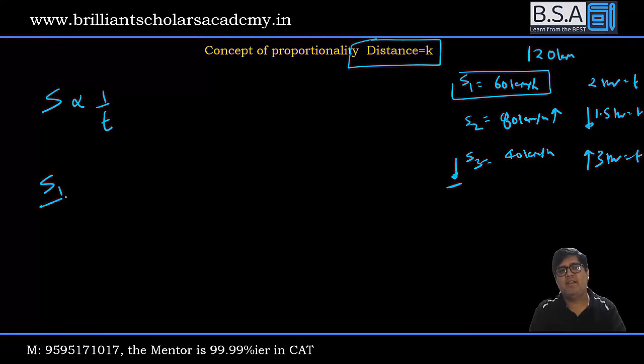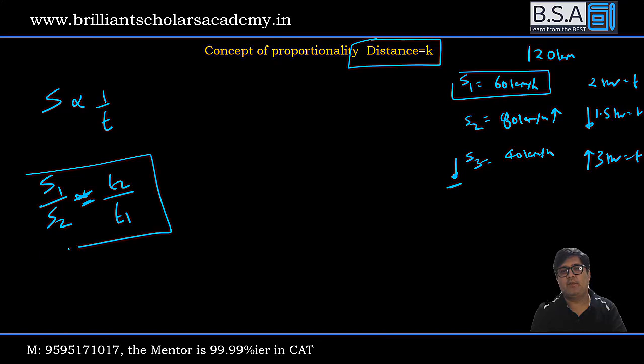So speed 1 upon speed 2 is proportional to, see, speed 1 is above, time will be below: time 2 above, time 1 below. This is the proportionality ratio, also called proportion. Hints will be given: speed will be given, one value of time will be given, the other time will be missing. So you put them in ratio and answer. What are the practical examples of this? Several examples could be framed.